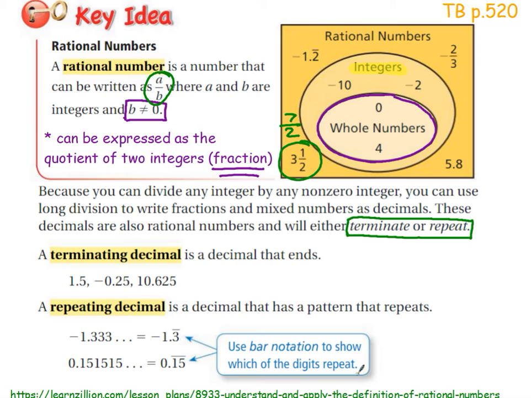So for example, the decimal -1.33333, it goes on forever, so we just write it as -1.3 with a bar over the 3. Sometimes 2 or 3 numbers can repeat, as in this second example, and so then we just put the bar over both numbers. So this is 0.15 repeating.